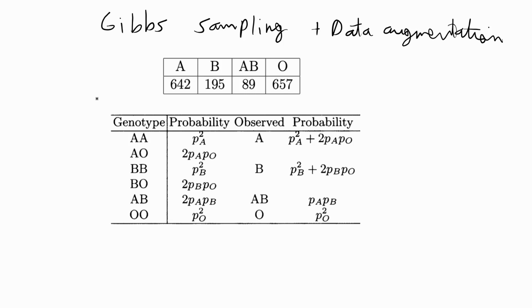Hey guys, in this video I'm going to go over an example of doing Gibbs sampling, which is a type of Monte Carlo method, and I'm going to do Gibbs sampling with data augmentation. The example I'm going to do in the video is based on an estimation problem that I'm going to try to solve using Monte Carlo methods.